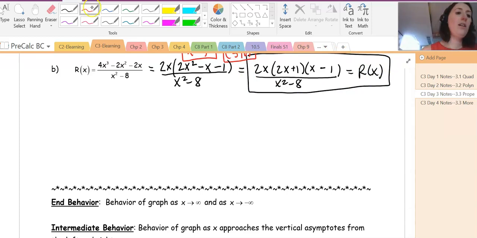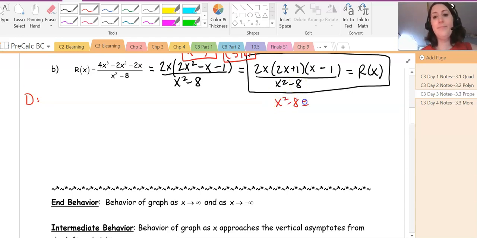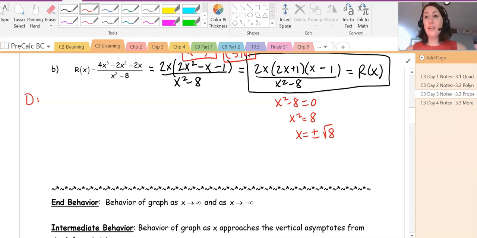Domain. Well, we can't have x squared minus 8 equal to 0, right? So if you do set it equal to 0, you're going to get plus or minus square root of 8. And now here's a very happy pre-calc moment for you. If you want to go ahead and do a factor tree and tell me this is plus or minus 2 root 2, you can go right ahead. But to be quite honest, I really don't care. So if you want to say x can't be plus or minus root 8, go for it.